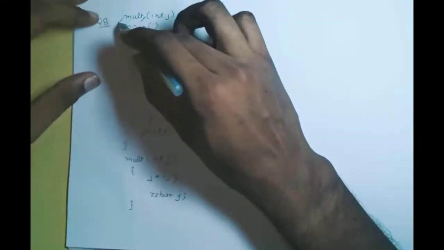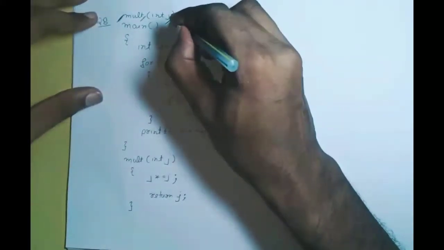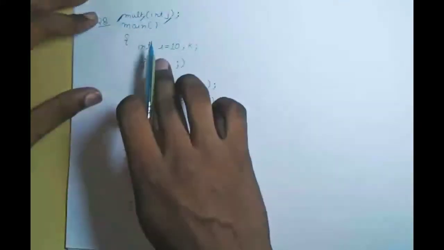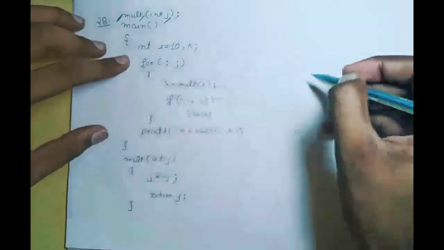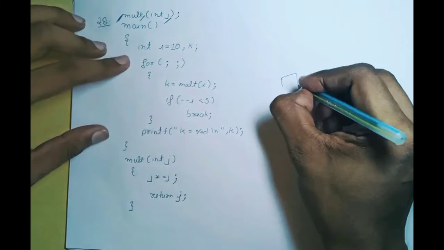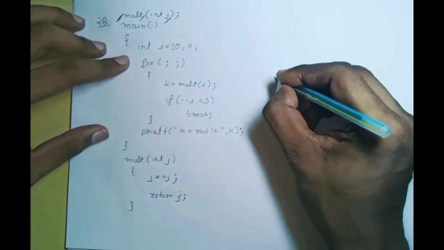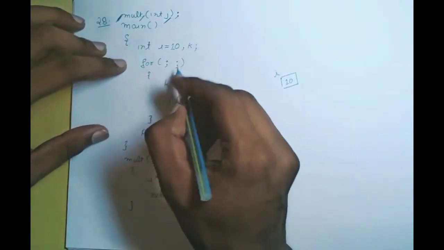The return type is int because the default return type of any user defined function is int, which accepts one parameter. Then we have a main function, and in main we have a variable I whose initial value is 10. Then we have a for loop.